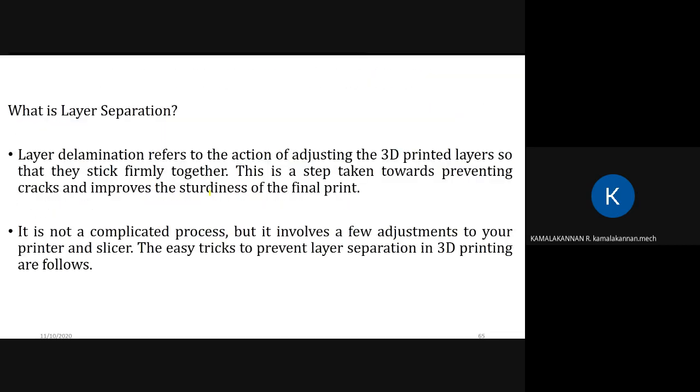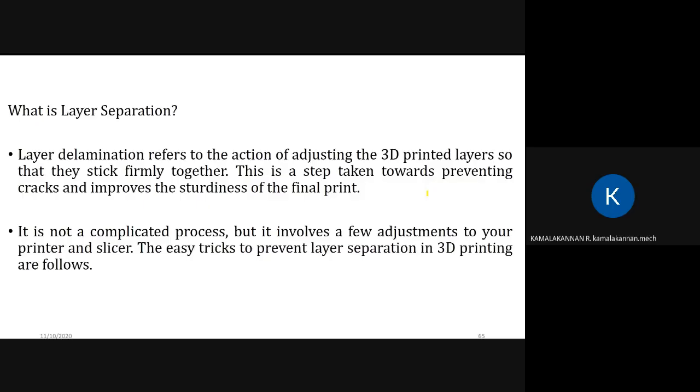Then what do you mean by layer separation? You should know the meaning of layer separation. Layer separation or layer delamination refers to the separation of layers, and the adjustments are towards preventing the cracks and improving the steadiness of the final part.